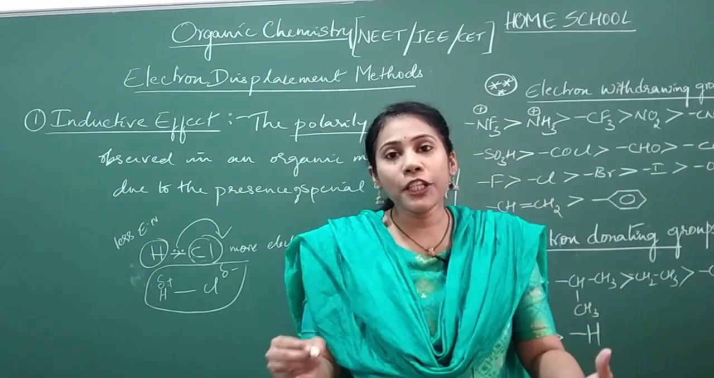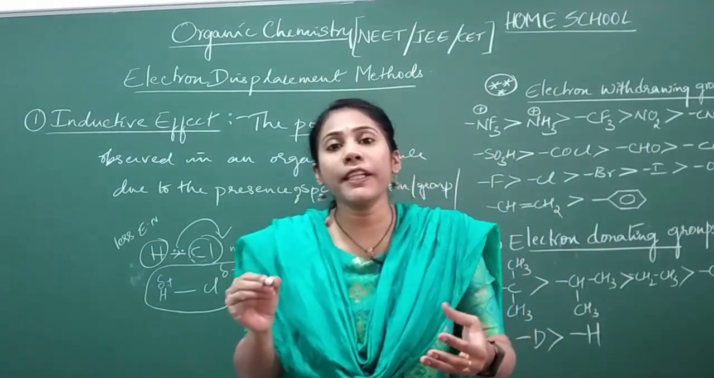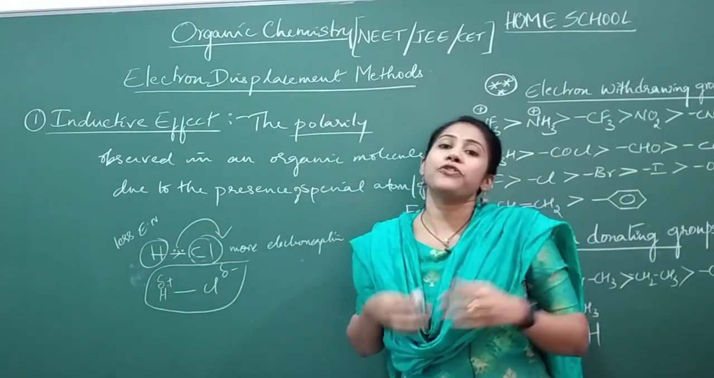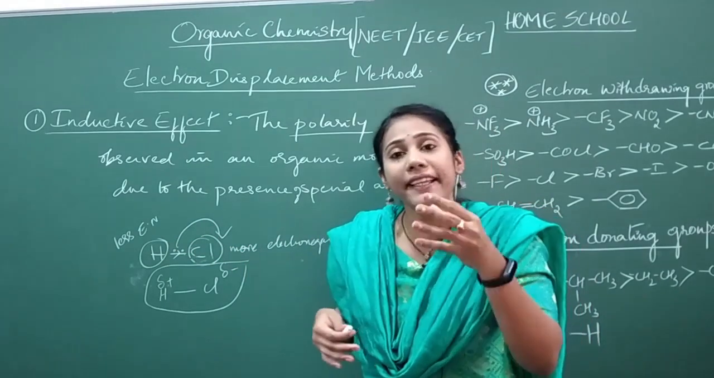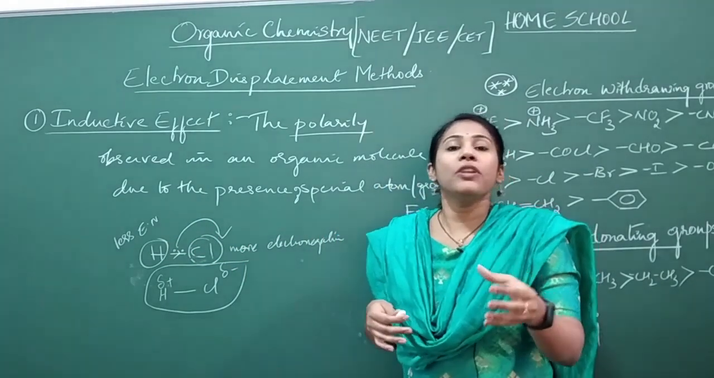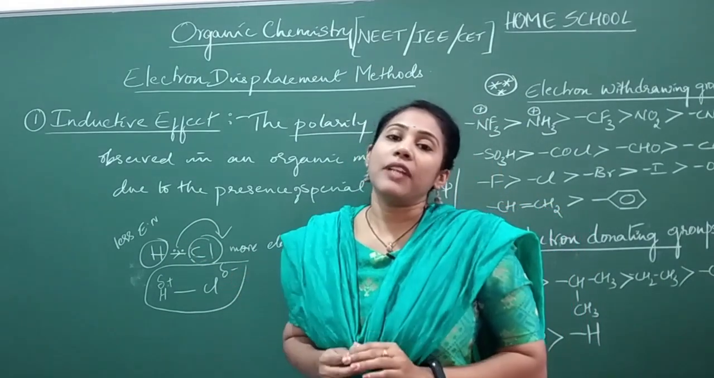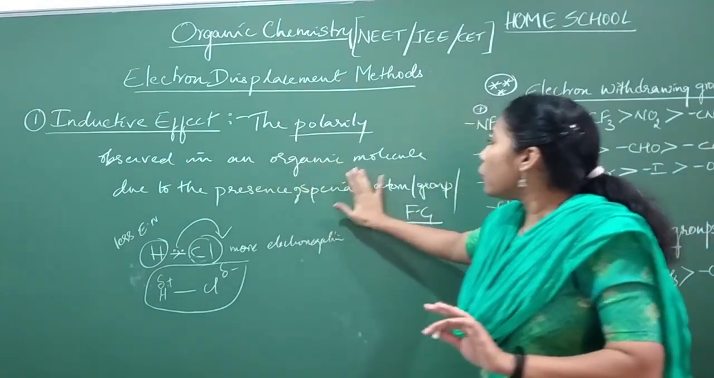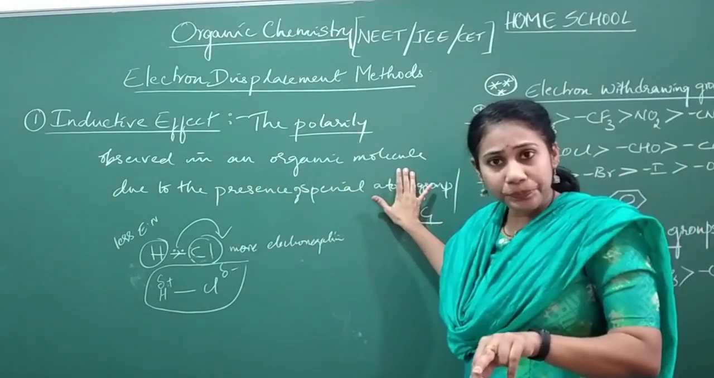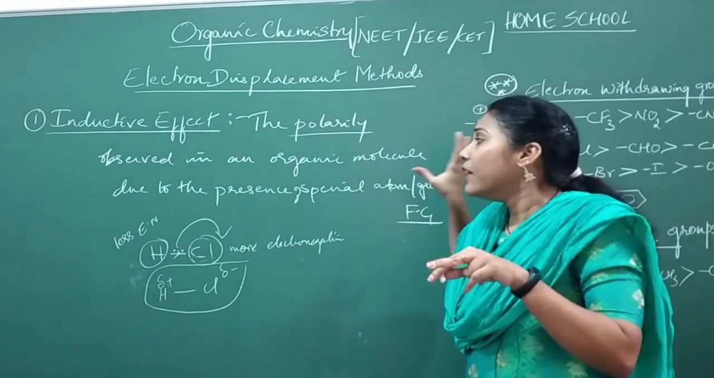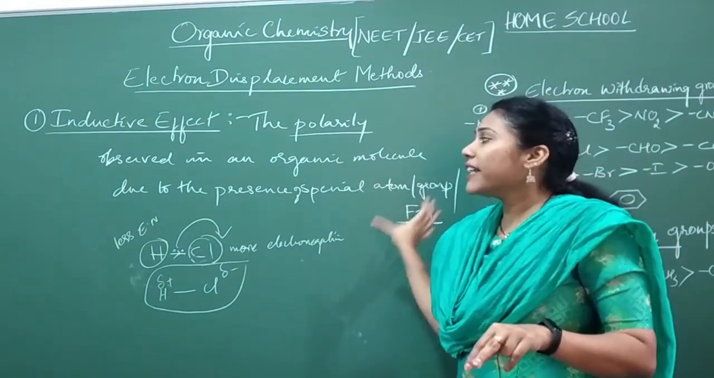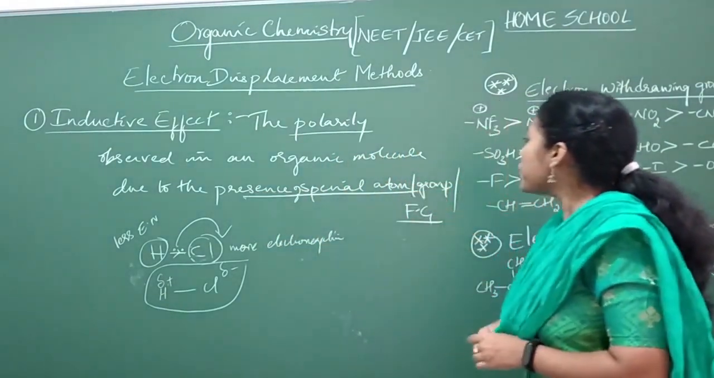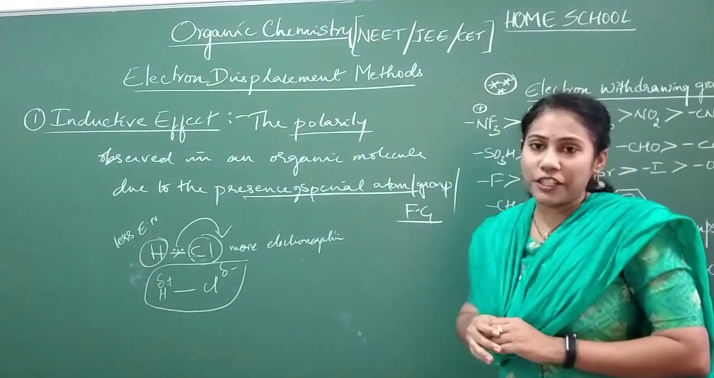So in a molecule, when some group is more electronegative, obviously it will try to grab the bonded pair of electrons towards itself. And if you observe that in a molecule, then we say the molecule is polar. Such polarity can be observed in organic molecules also. What is the reason for the polarity of an organic molecule? It is purely due to the presence of special atom or group or functional group.